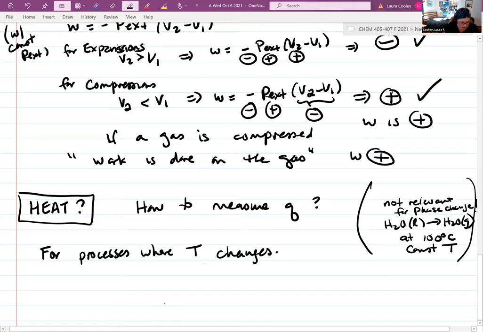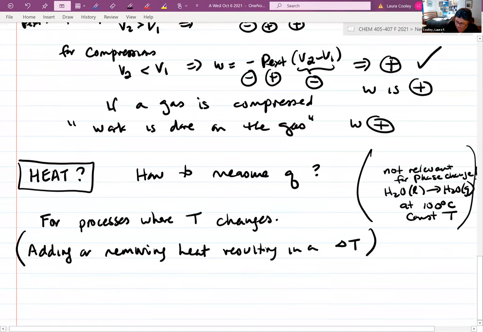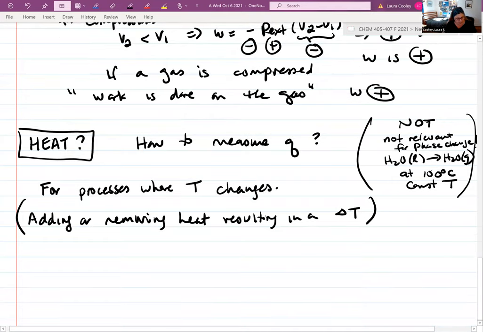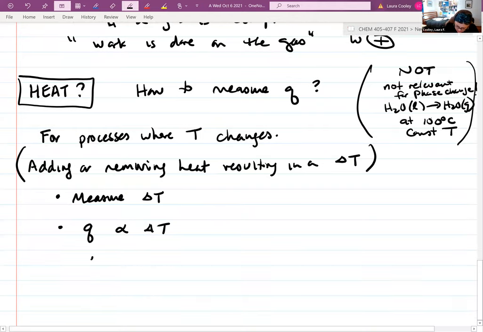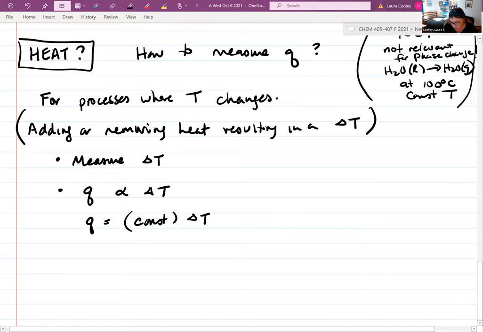So for processes where the temperature changes, so really if you're adding heat or removing heat, resulting in a delta T, that's what we're talking about here. This is not what we're talking about here. For those processes, what you would do is measure the change in temperature. And then you'd realize that the heat is proportional to that change in temperature. And of course, heat going in is positive, heat coming out is negative. So we have this proportionality. That means that Q is a constant times the change in temperature. And when you do experiments where you calculate a heat based on a change in temperature, we call this calorimetry.